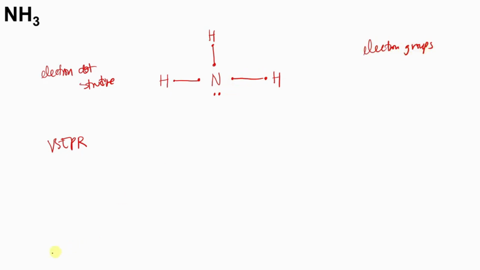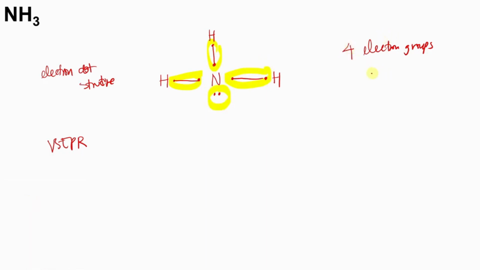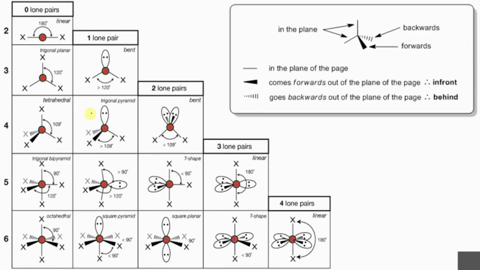Here we have 1, 2, 3, then 4. So we have 4 electron groups. Then, do we have any lone pairs here? We have, right? Here we have one lone pair. Again, look for this information in the table, and that's over here. So we have 4 electron groups and 1 lone pair. The shape for this one is trigonal pyramidal.